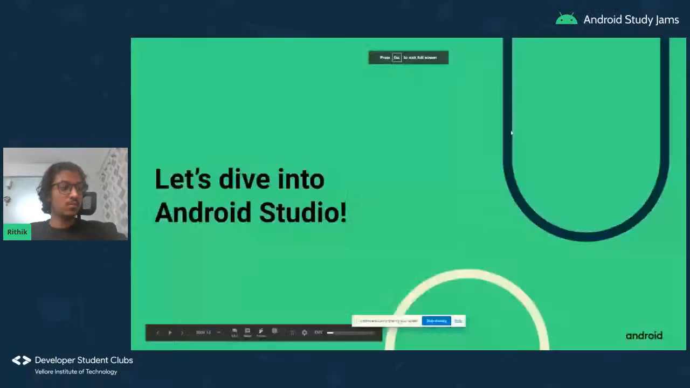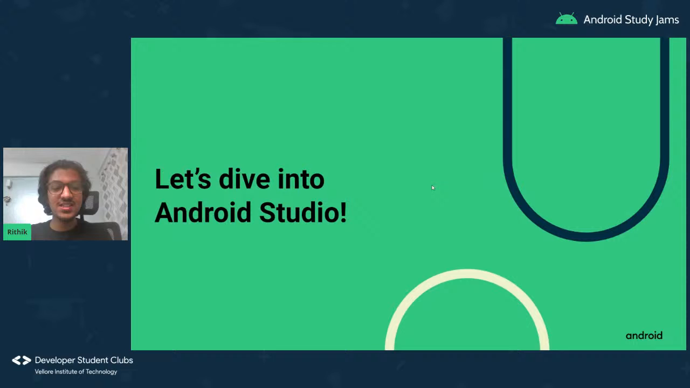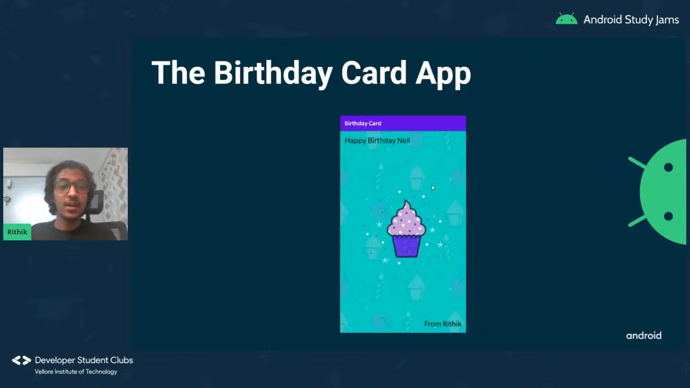I'll be sharing my screen. So in this part of the section, we go into Android Studio. What will we build today? This app will be the final product built today. It's a birthday card app. It will involve tinkering around with the UI of the app, seeing different properties of text, and using different images in the app. So this is what we're going to finally build.